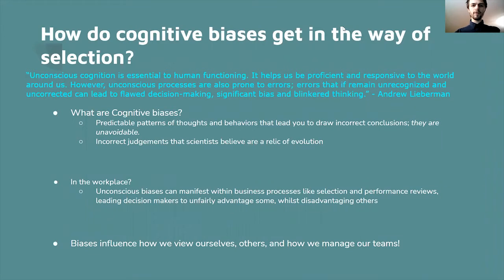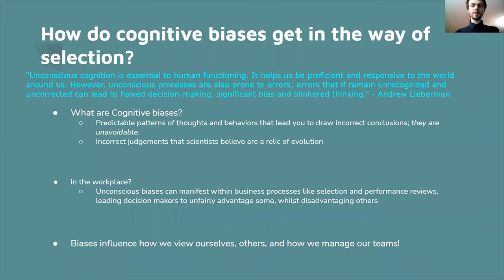Thank you, Christian, for that. So now we are going to talk about how cognitive biases get in the way of selection. And I would like you to consider this quote by famed psychology professor Andrew Lieberman. Unconscious cognition is essential to human functioning. It helps us be proficient and responsive to the world around us. However, unconscious processes are also prone to errors. Errors that, if they remain unrecognized and uncorrected, can lead to flawed decision-making, significant bias, and blinkered thinking.